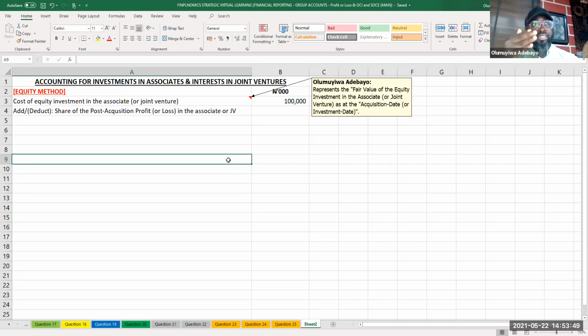And as I said earlier, when I was muted, post-acquisition profit or loss is a change in reserve between what the reserve was as at the date you acquired your stake that gave you significant influence or joint control, and your reserve as at the reporting date. And I gave an example. If your reserve as at the point of investing in an associate was 10 million, and today the reserve is 25 million, it means your post-acquisition reserve has been an increase of 15 million from 10 to 25, and vice versa if it's a decrease.